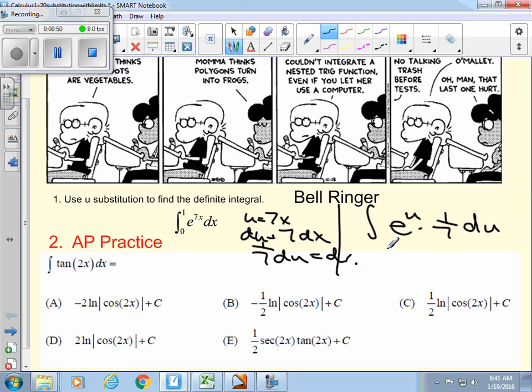So I'm going to do that integral, 1/7 e to the u plus c, which is 1/7 e to the 7x. Now, instead of doing plus c, this was a definite integral. So now, can I do the integral from 0 to 1? Because I have my x's back in. And I get 1/7 e to the 7th minus a 7th.